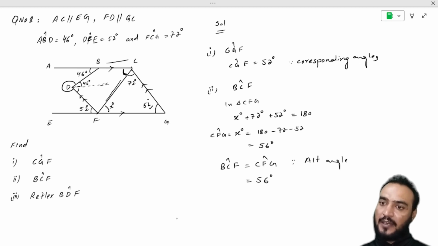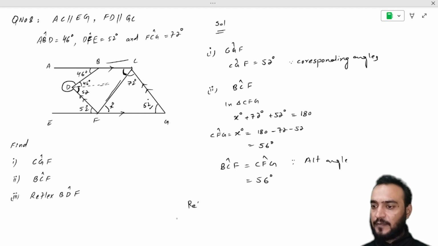At the same time, this angle becomes equal to 52 degrees, because this dotted line is also parallel to the line EG. So this makes an alternate angle. So these two angles, one is equal to 46 degrees and the other is 52 degrees. Hence, the reflex angle BDF is equal to 360 degrees minus 46 degrees and minus 52 degrees.